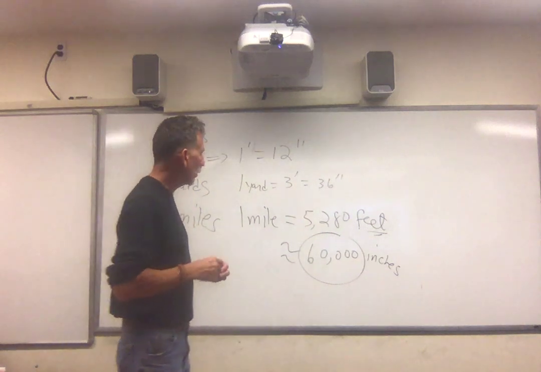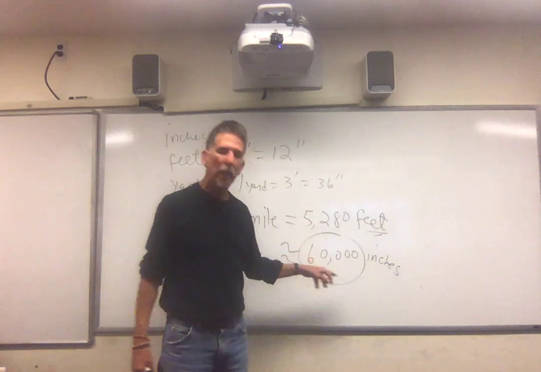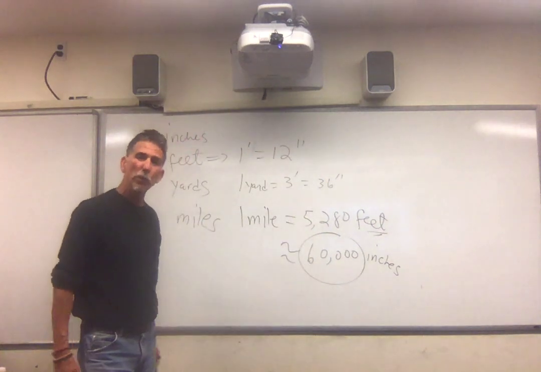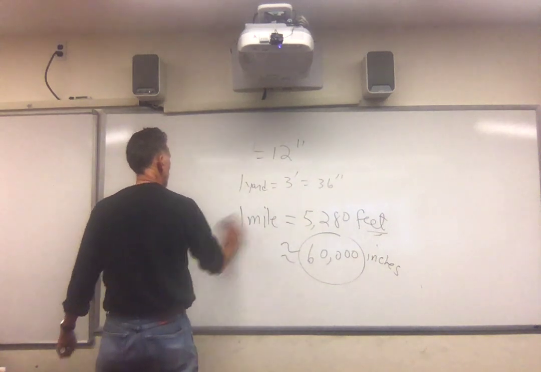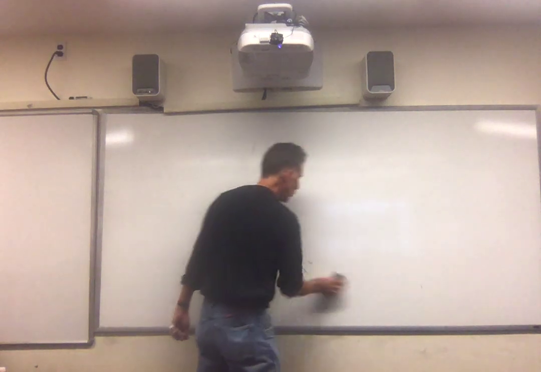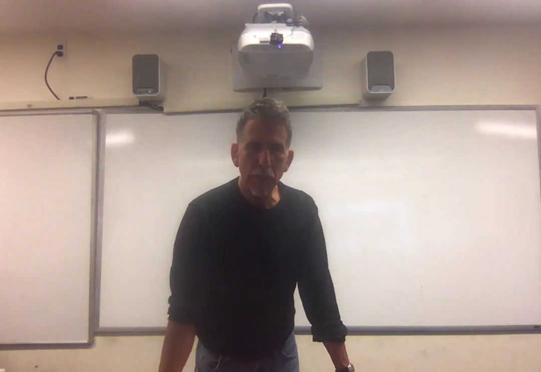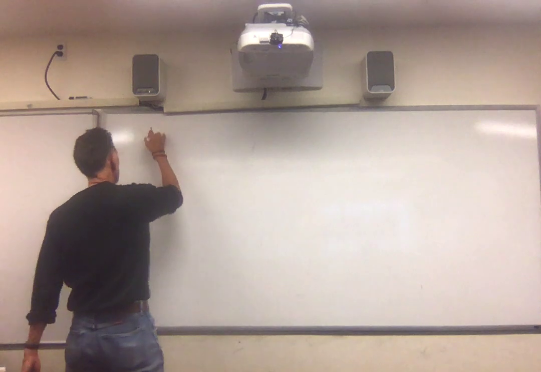Okay? Now, let's look at these numbers: 12, 3, 36, 5,280, ridiculous numbers. That's why the rest of the world uses the metric system. So let's go metric. The metric system, again, is based on powers of 10. Very logical. So let's talk about distance for a second.